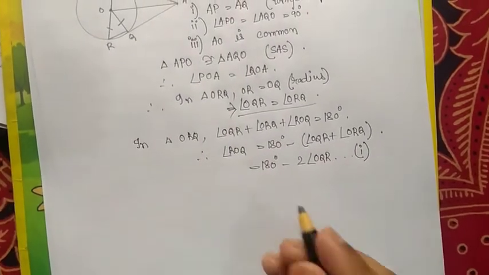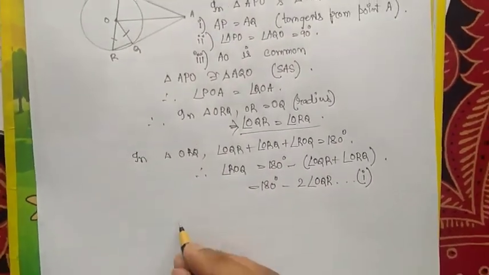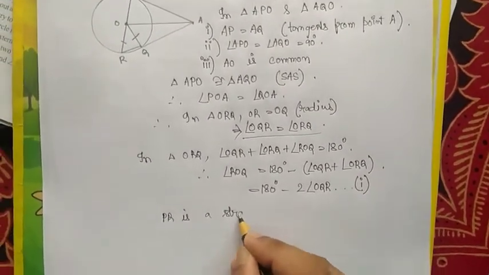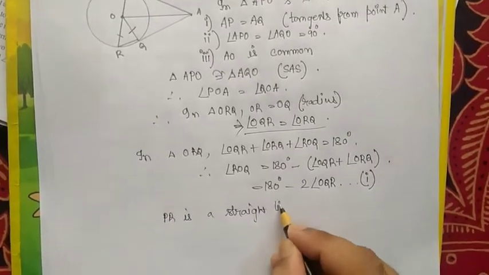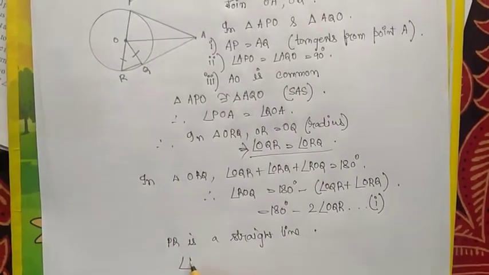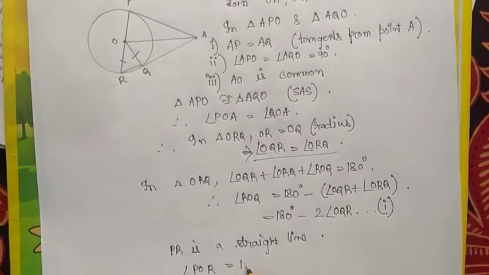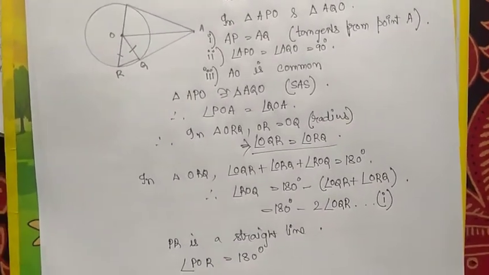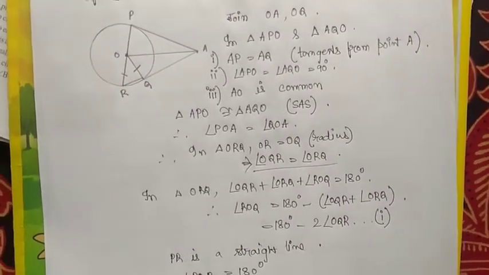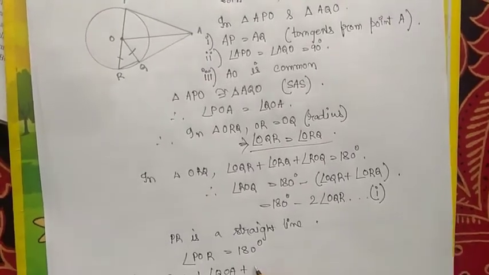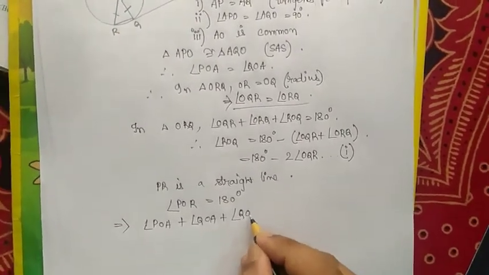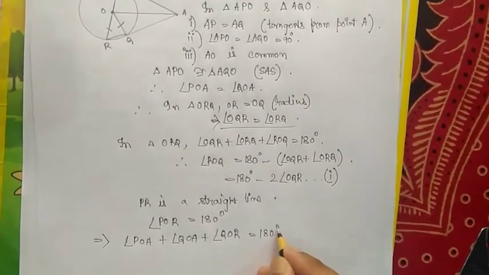And PR is a straight line. So therefore we can say that angle POR equal to 180 degree. So POR means angle POA plus angle QOA plus angle QOR equal to 180 degree.